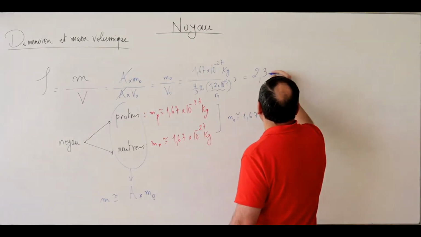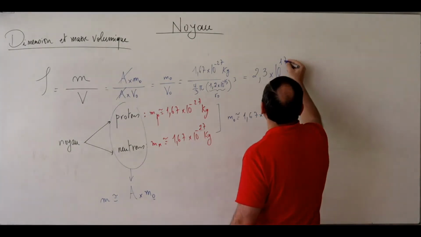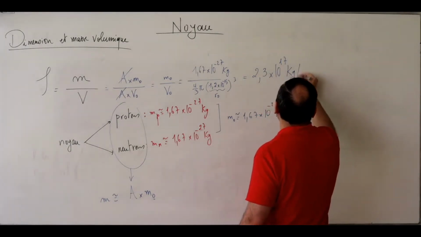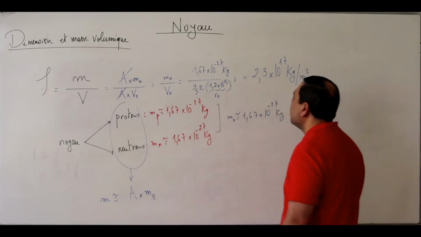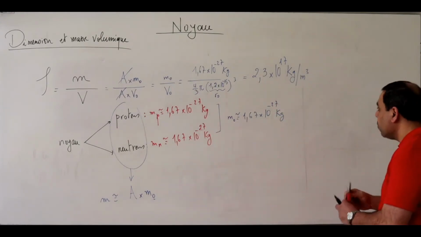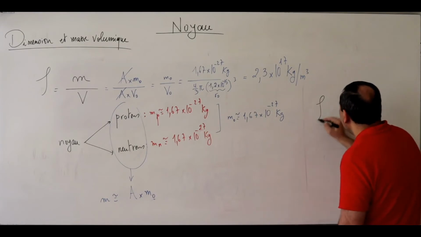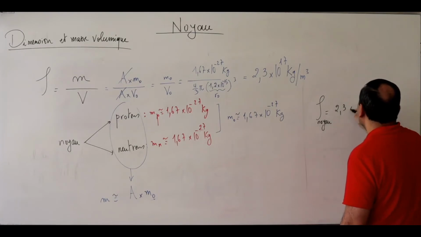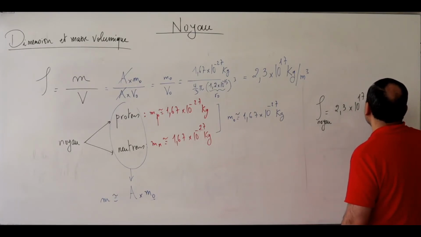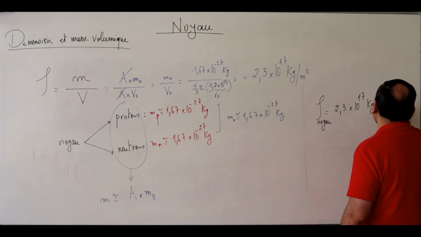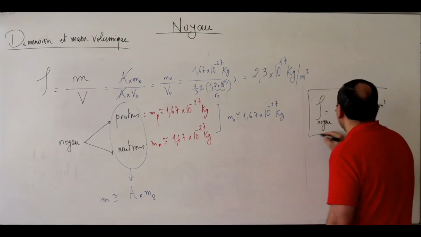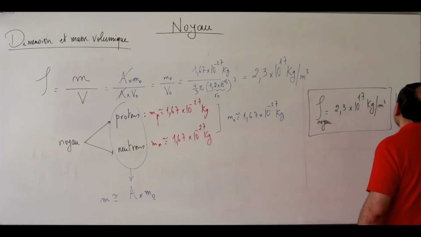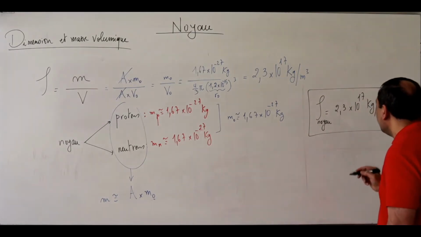The result is 2.3 times 10 exponent 17 kilograms per meter cube. The density of a nucleus is 2.3 times 10 exponent 17 kilograms per meter cube. This number is very huge.